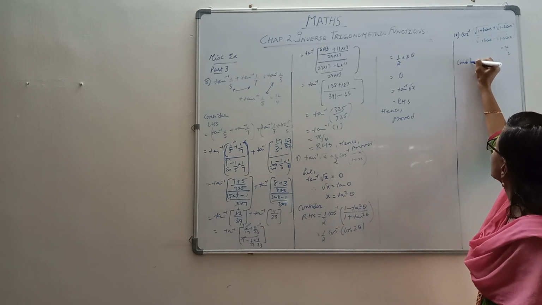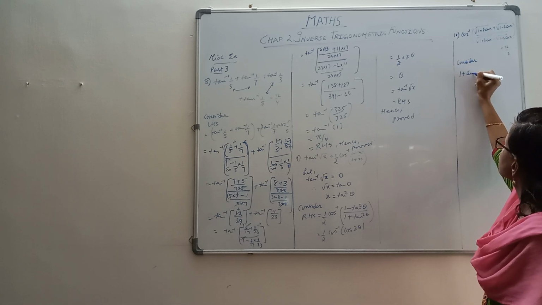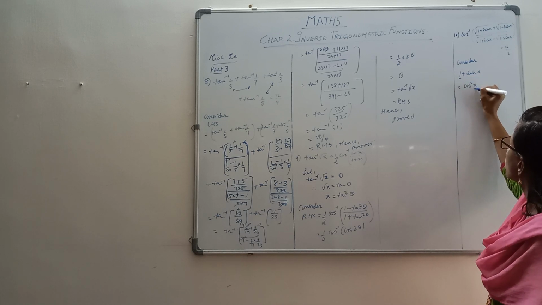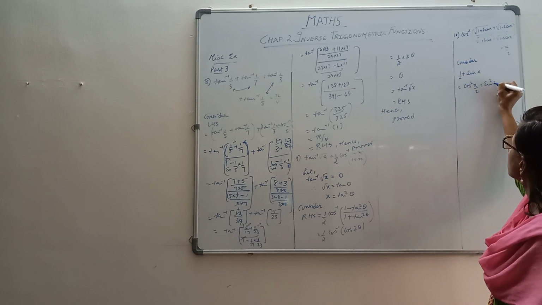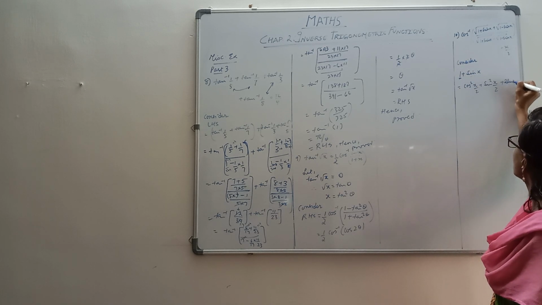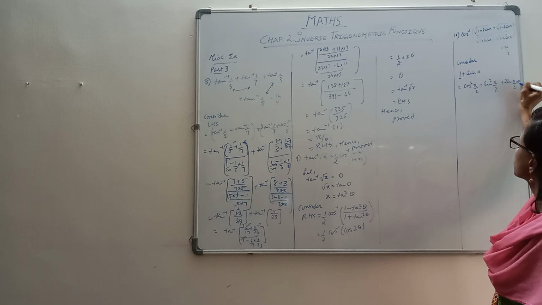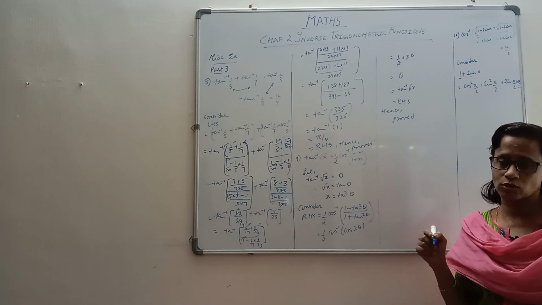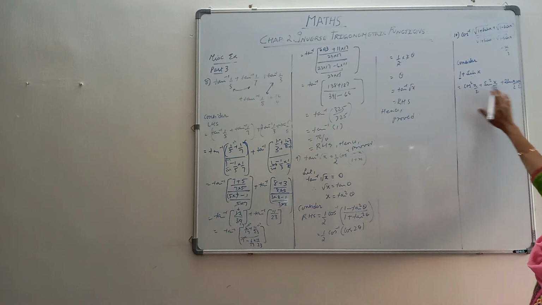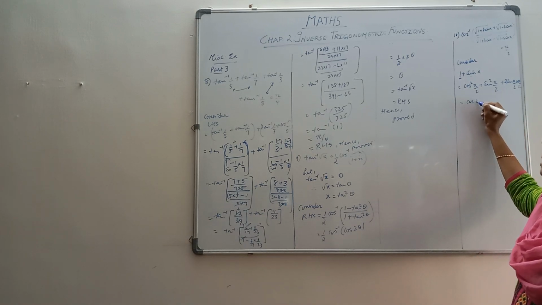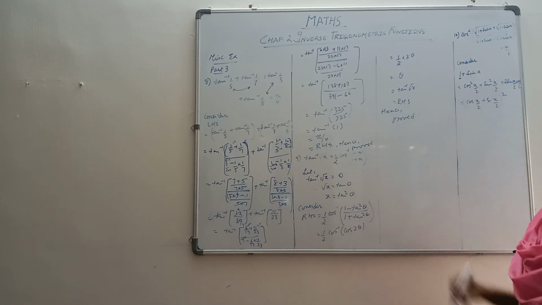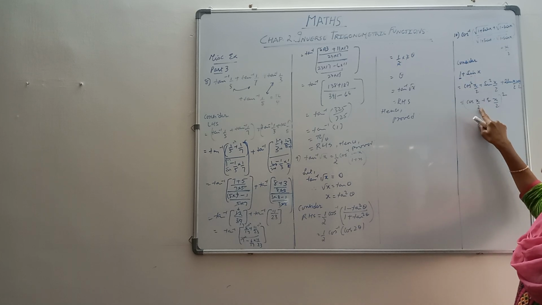Consider 1 plus sin x. We can write 1 as cos squared x by 2 plus sin squared x by 2, as we all know by identity. And sin x we can write as 2 sin x by 2 cos x by 2. Generally we call sin 2x as 2 sin x cos x, but when we go to the half angle, we write it like this. What is the advantage? This can be written as cos x by 2 plus sin x by 2, the whole square.